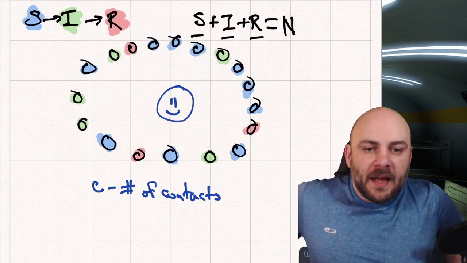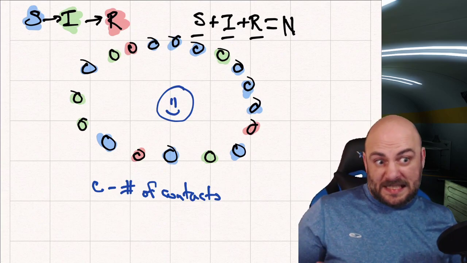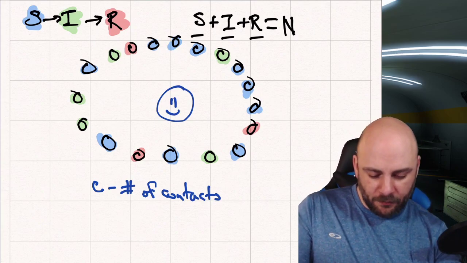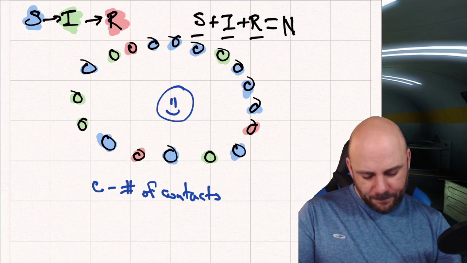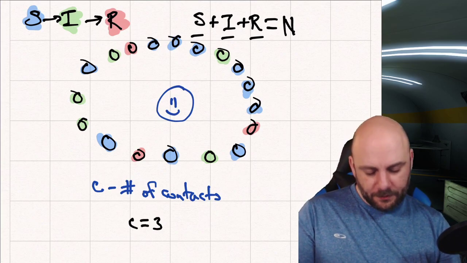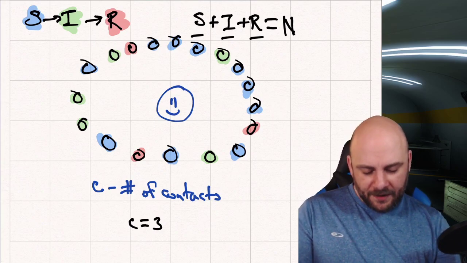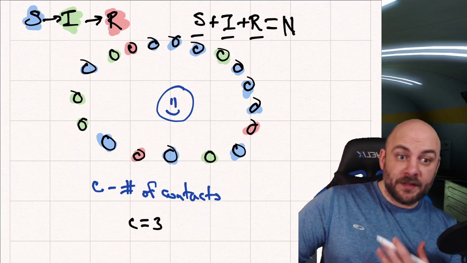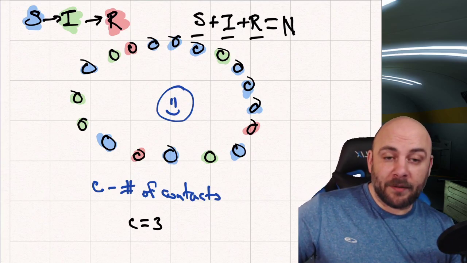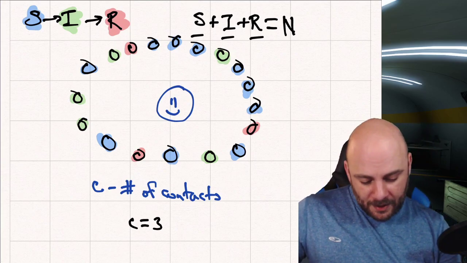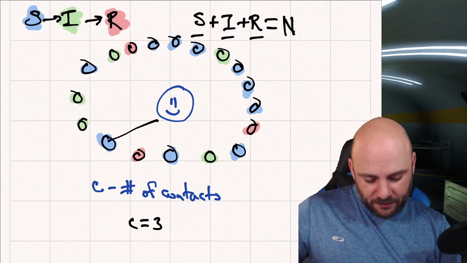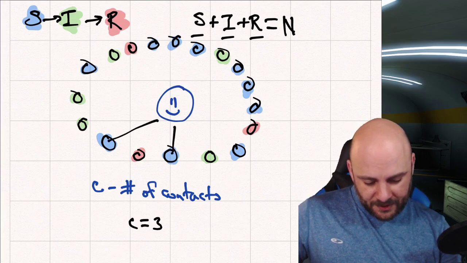Okay. And now we are going to have to make C contacts. Just for right now, let's go ahead and make C, let's see, like 3. C equals 3. Okay. And then when we sample from these people that we come in contact with at random, I might make contact with this guy. Oh, yay. I might make contact with that guy. Oh, yay. And I might make contact with that guy.